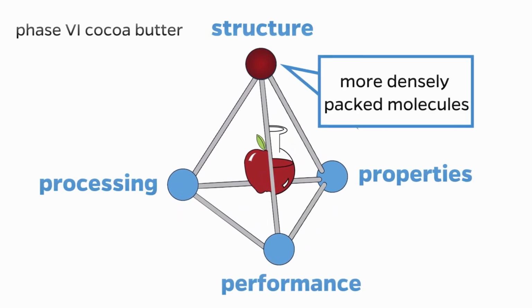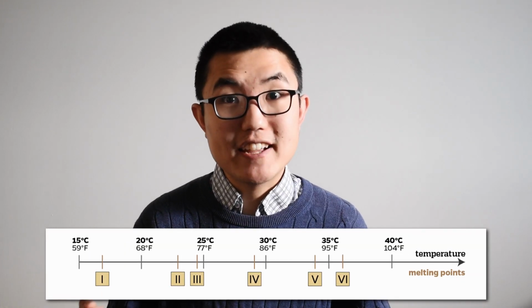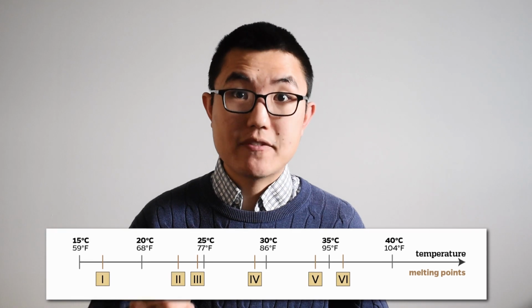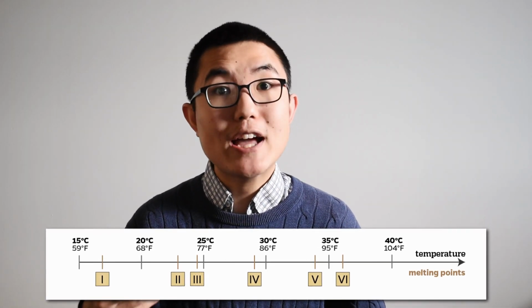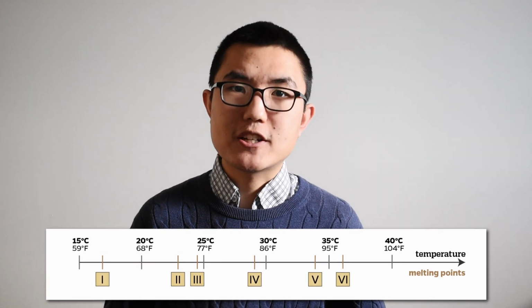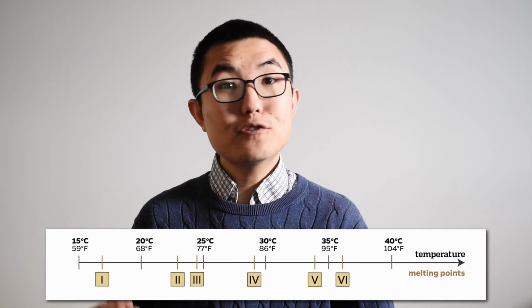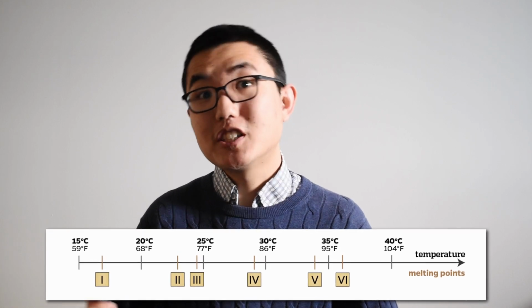Thinking back to the material science tetrahedron, the more tightly packed the molecules, the more energy we need to pull them apart, and therefore the higher the melting point. In fact, as we go from phase 1 to phase 6 cocoa butter, the melting point of the cocoa butter and therefore the chocolate gradually increases. That means that chocolate made of phase 1 cocoa butter will have a lower melting point than chocolate made of phase 6 cocoa butter. For example, if I had a sample of just pure phase 1 chocolate, its melting point will be 17 degrees Celsius.